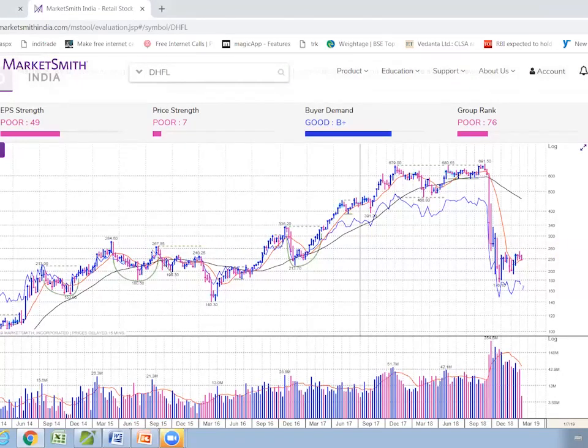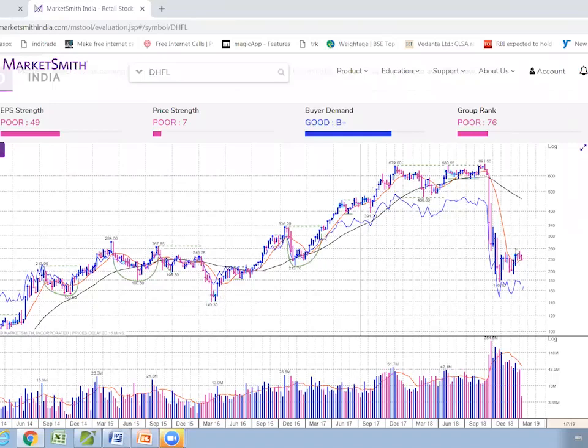Actually, it did not break out. If you see, it never broke out. It made a cup with a handle, but then it never broke out. From here, it consolidated and fell down. 140 was the bottom it made. From here, again it went up, made a cup, and again went up.